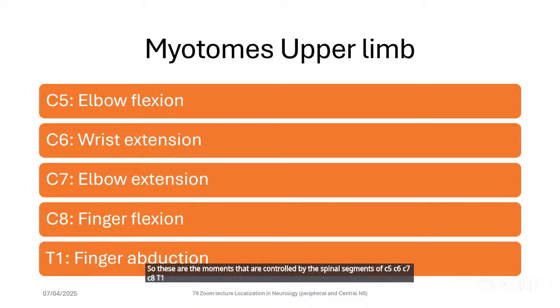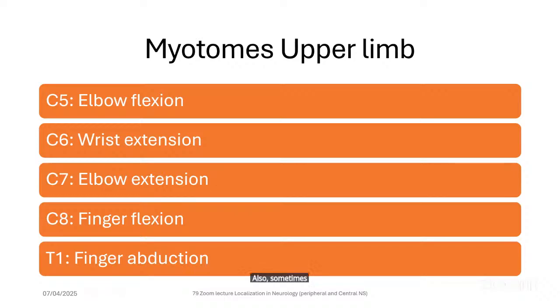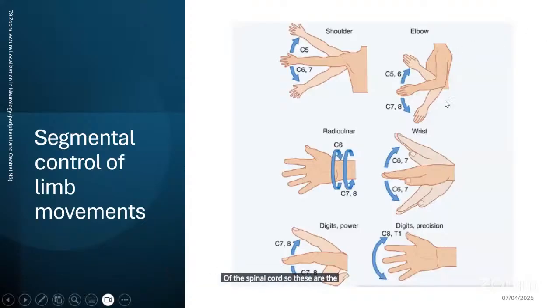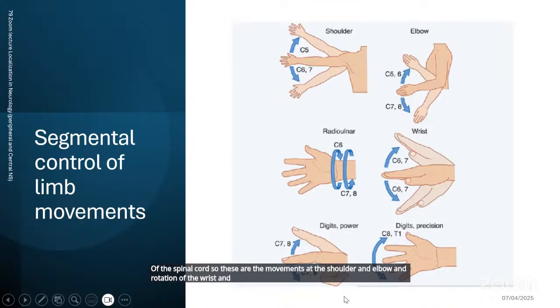If there is a problem at C5, you have weakness in the elbow flexion, almost shoulder abduction. If there is a problem at C6, there is weakness in the wrist extension, also sometimes finger extension. If there is a problem at C7, elbow extension is affected. So these are the movements at the shoulder and elbow and rotation of the wrist and digits, abduction and adduction.